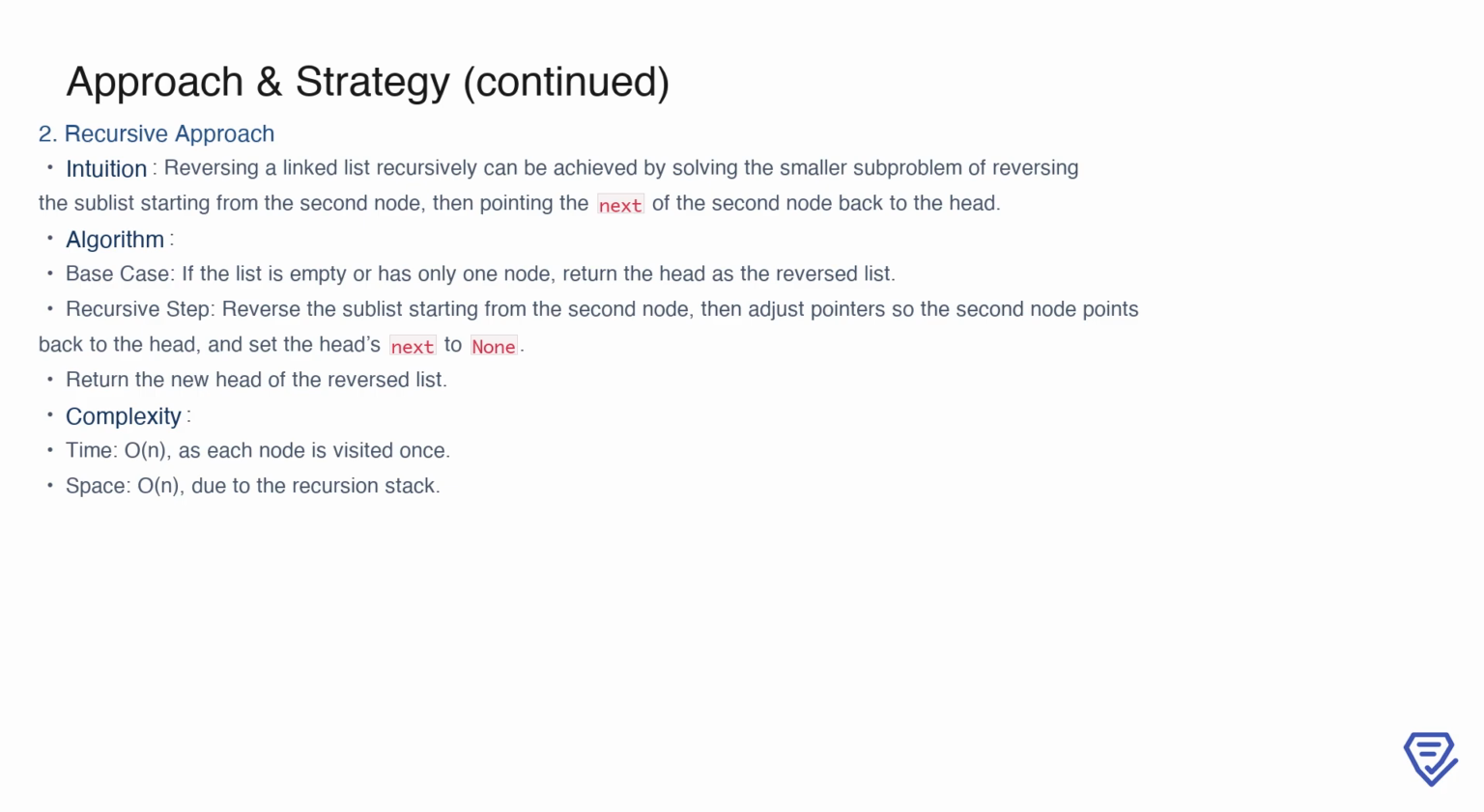The base case for the recursion is when the list is either empty or contains only one node, in which case the list is already reversed, and we can return the head as is. For the recursive step, we first reverse the rest of the list and then set the next of the subsequent node to point back to the head, disconnecting the head from the rest of the list by setting its next to None. While this approach is elegant and concise, it has a space complexity of O(n) due to the recursion stack, in addition to the O(n) time complexity required to visit each node once.